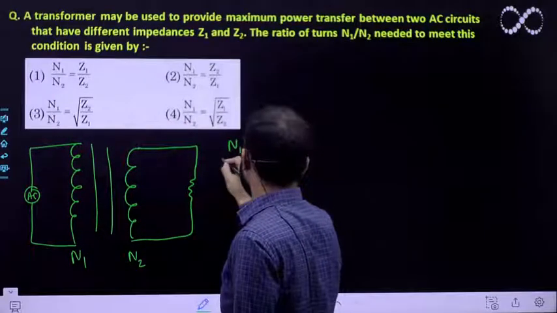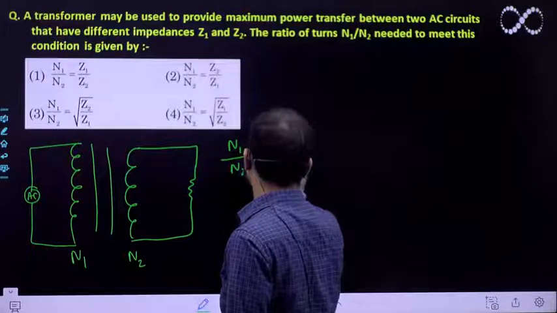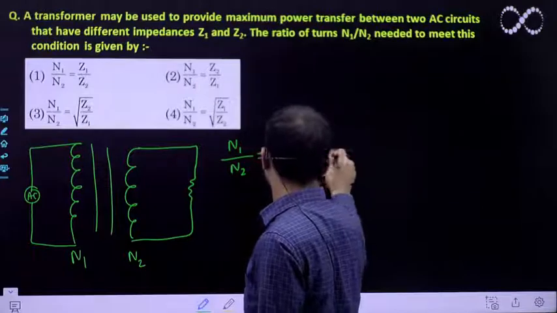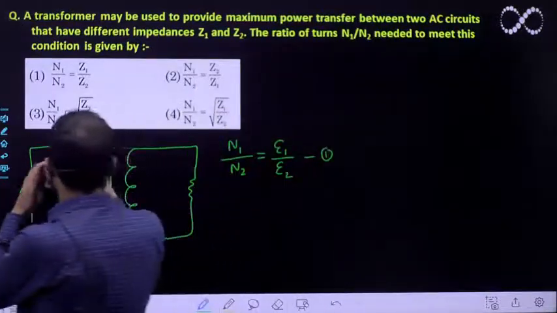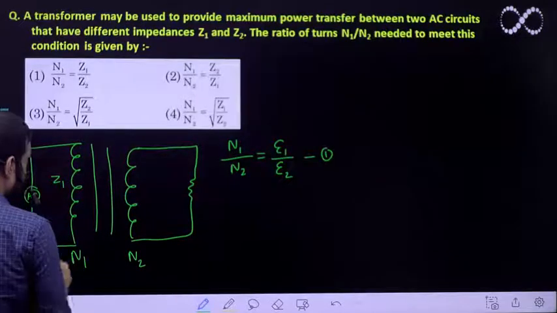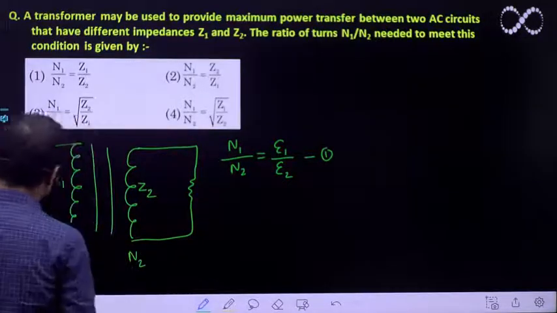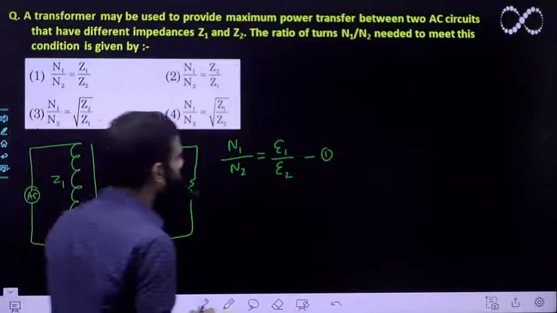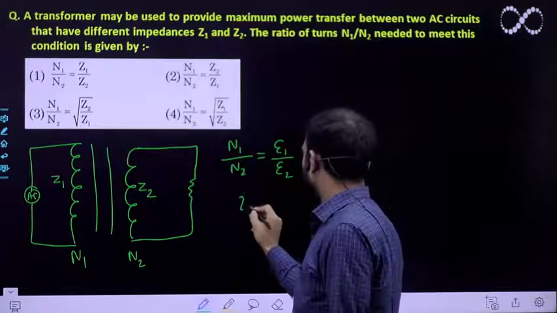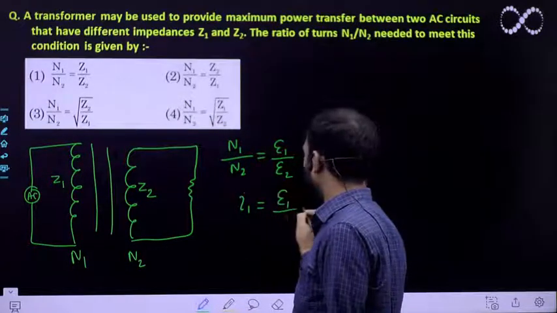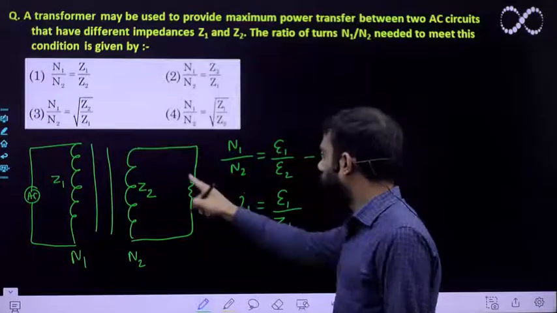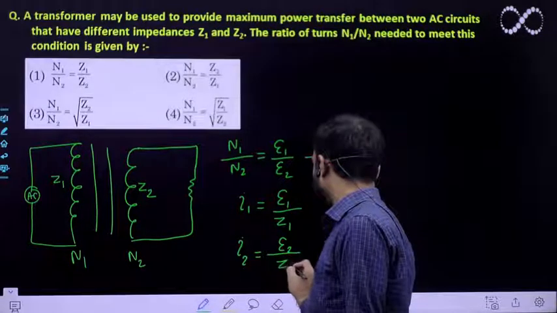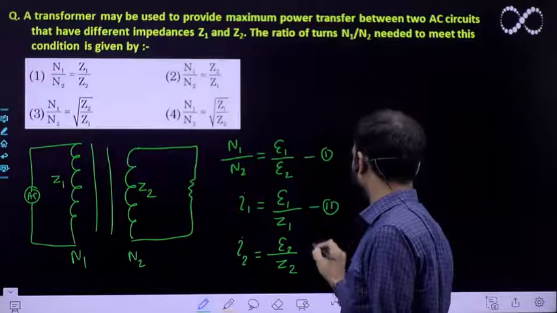So N1 upon N2, this I know is equal to E1 upon E2. This is equation 1. You all know this is valid. Let us take the impedance of the primary as Z1 and the impedance of the secondary as Z2. So if I take the primary circuit, I1 will be equal to E1 upon Z1, and similarly in the secondary circuit I2 is E2 upon Z2. This is equation 2 and this is equation 3.